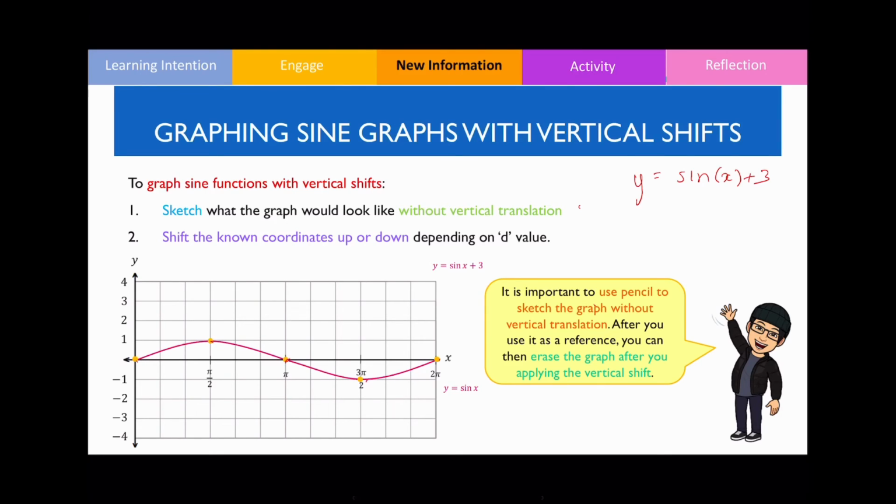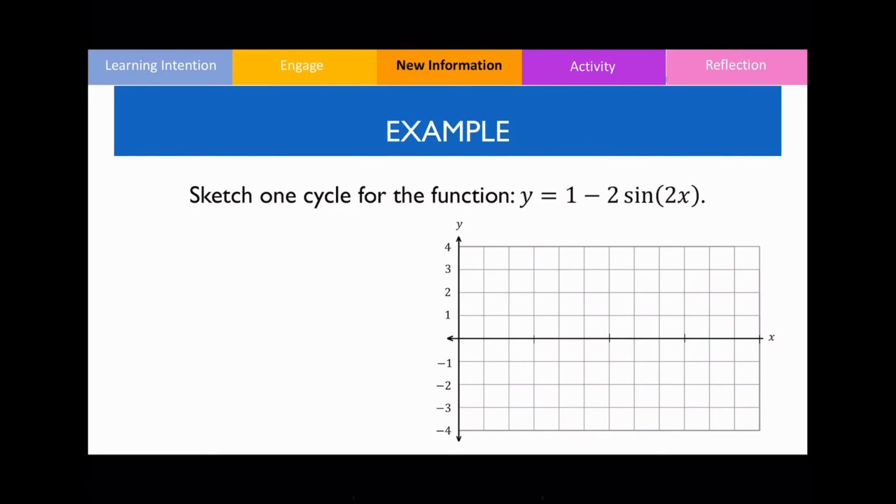So I just need to move each of these coordinates 3 units up, and therefore just connect the lines together, and therefore this is what your graph would look like. So that's pretty much the basis of how you would graph sine functions with vertical shifts. So let's look at an example together.